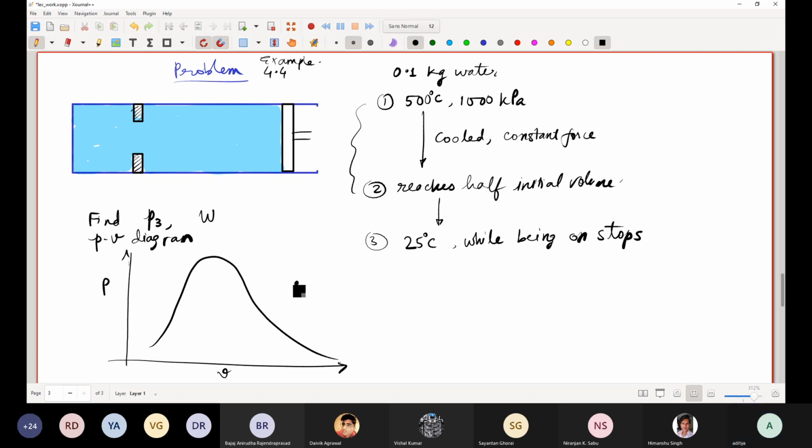So what do we have? We have this initial specific volume. Say the specific volume is V1 and it reaches half the volume. Now look, the amount of mass of water that is contained in the piston cylinder arrangement is not going to change. So when you say that something makes the volume go half, what happens to the specific volume? It also goes half.